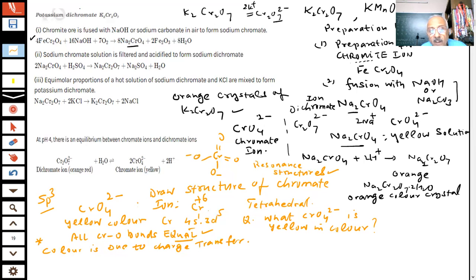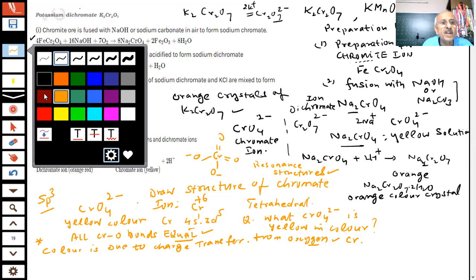So there is a transfer of charge from oxygen, students. Oxygen gave its charge to the metal atom here, chromium. Color could also be due to the charge transfer. In these compounds, there is a color which is due to the charge transfer. All right, structure we can draw. Let us see the story of the dichromate, students.